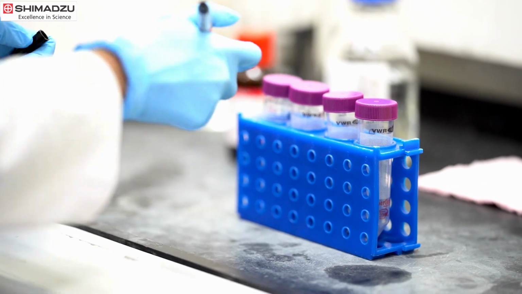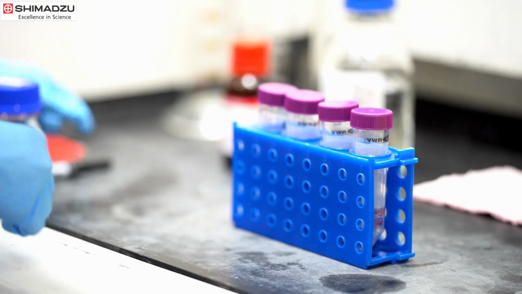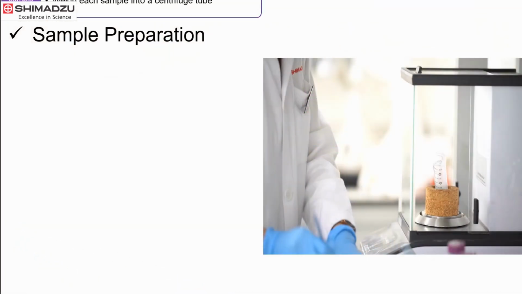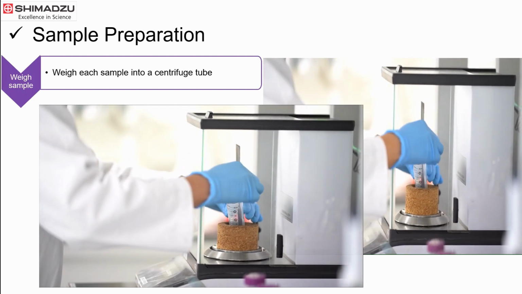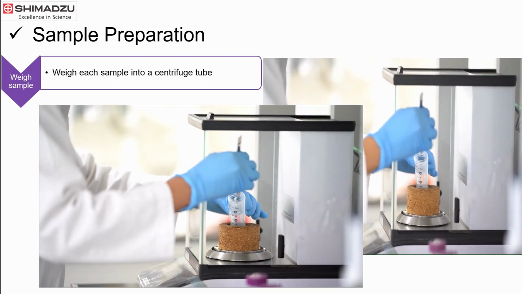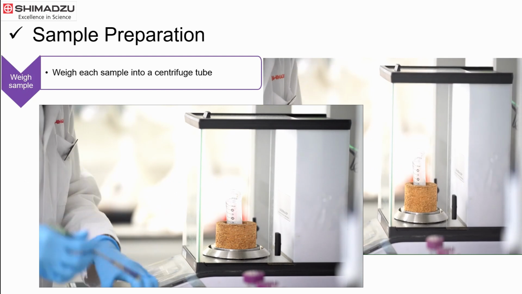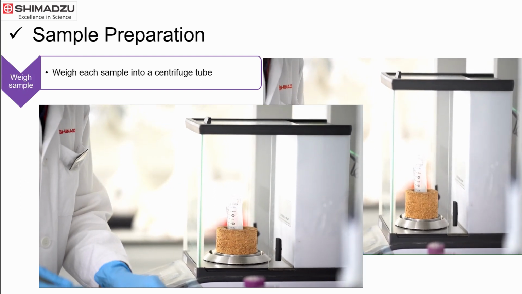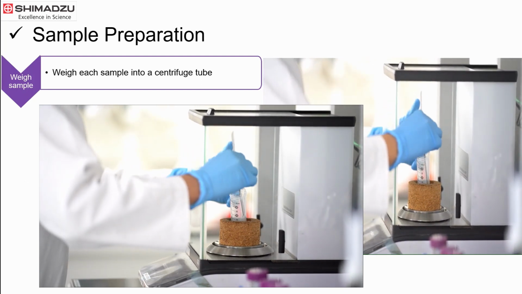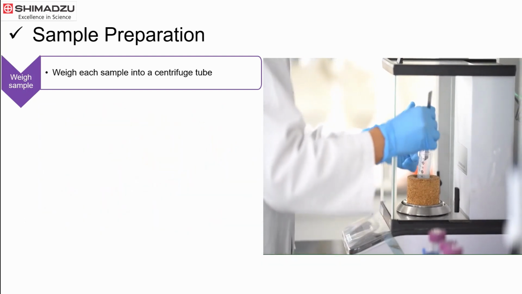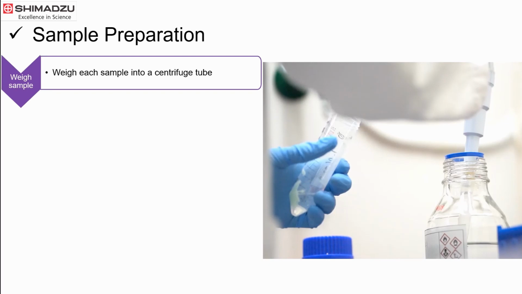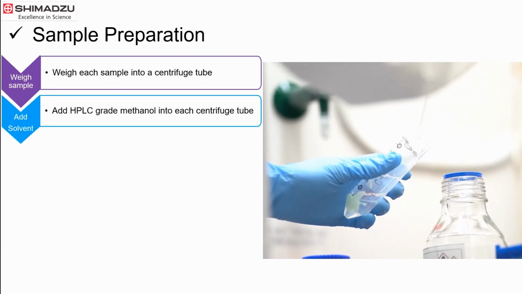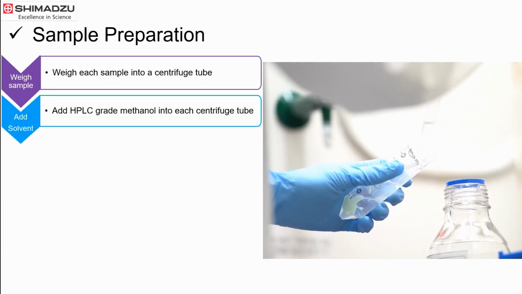Let's start with the sample preparation. Several commercially available food, cosmetic, and personal care products were used as samples in this analysis. Weigh each sample into a centrifuge tube respectively. Then, add HPLC grade methanol into each centrifuge tube.